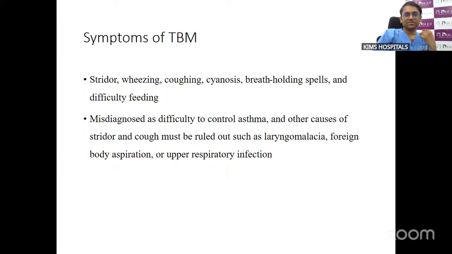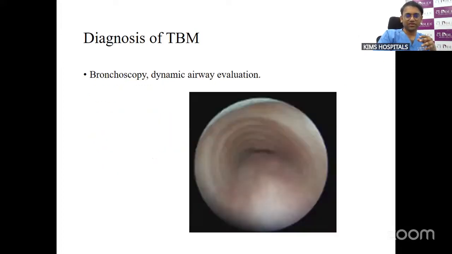These babies can have stridor, wheeze, coughing, cyanosis, breath-holding spells, and difficulty feeding. It can be misdiagnosed as difficult-to-control asthma, and if we give asthma medication, that can lead to more weakness and worsening. Other causes of cough must be ruled out, such as laryngomalacia, foreign body aspiration, and upper airway infection. Once you rule out these common things, you go for a bronchoscopy, where you can see the tracheomalacia.